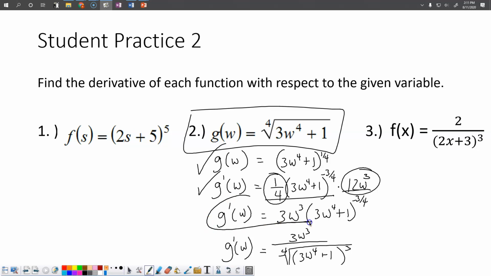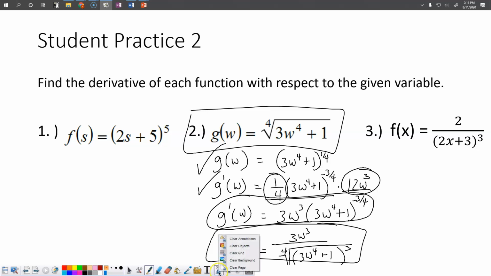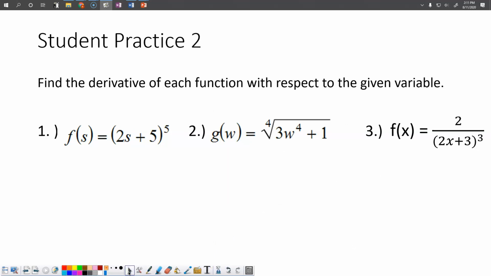And this is actually an acceptable answer to stop at, but it might be good if you know that you can move that to the denominator and rewrite it as a radical as well, since it's a negative fraction power. All right, so there's that one. Let's go ahead and take a look at another one.